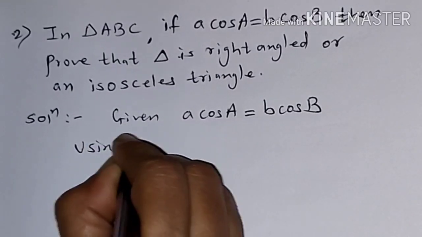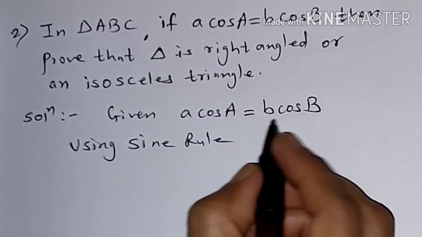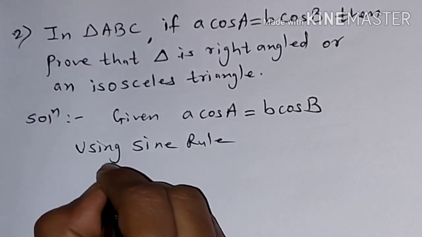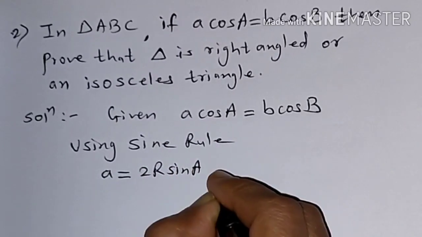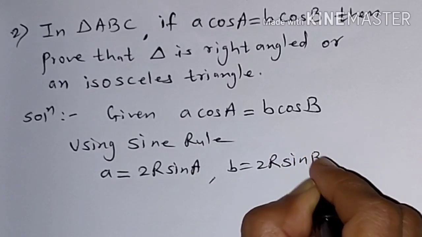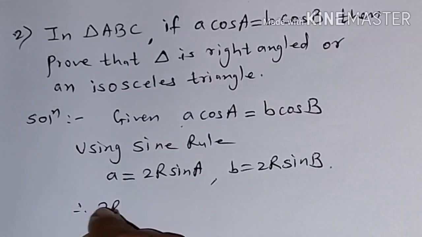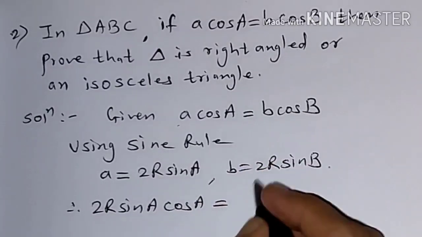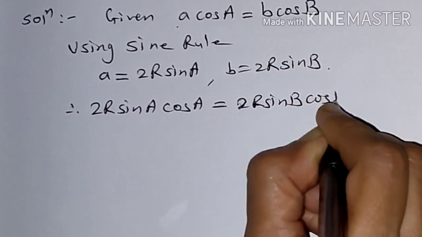Using sine rule, we can replace a by a is equal to 2R into sine A, and b is equal to 2R into sine B. Therefore, replacing a with 2R sine A into cos A is equal to, b is replaced with 2R sine B, so 2R sine B into cos B.